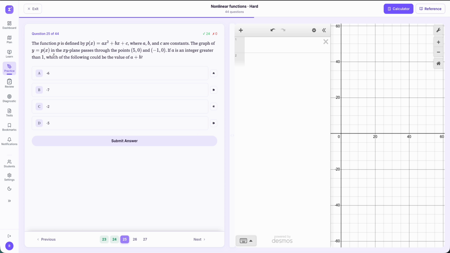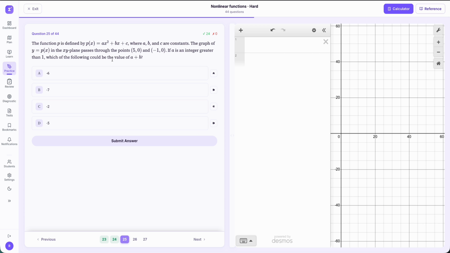The graph of y equals p of x in the xy plane passes through (5, 0) and (negative 1, 0). If a is an integer greater than 1, which of the following could be the value of a plus b? Okay. If you've seen this before, it's not terrible. If you haven't seen this before, it's going to be really difficult, right? There's a couple other variations of it.